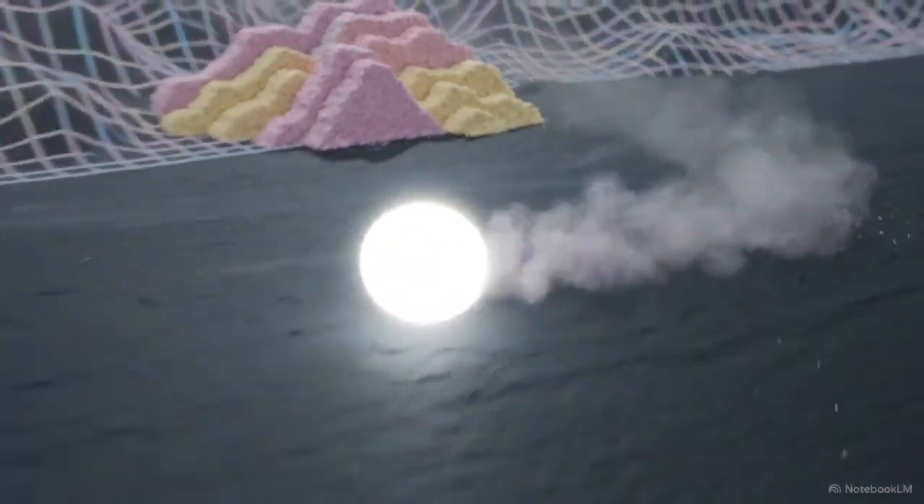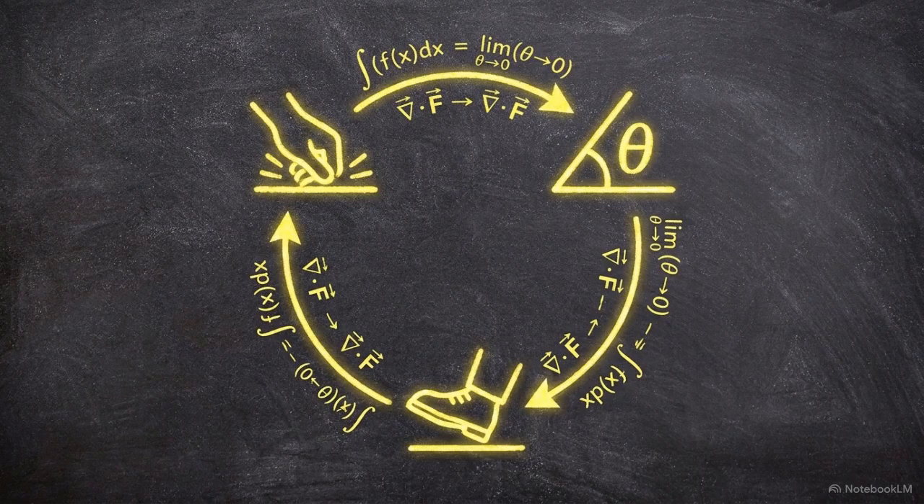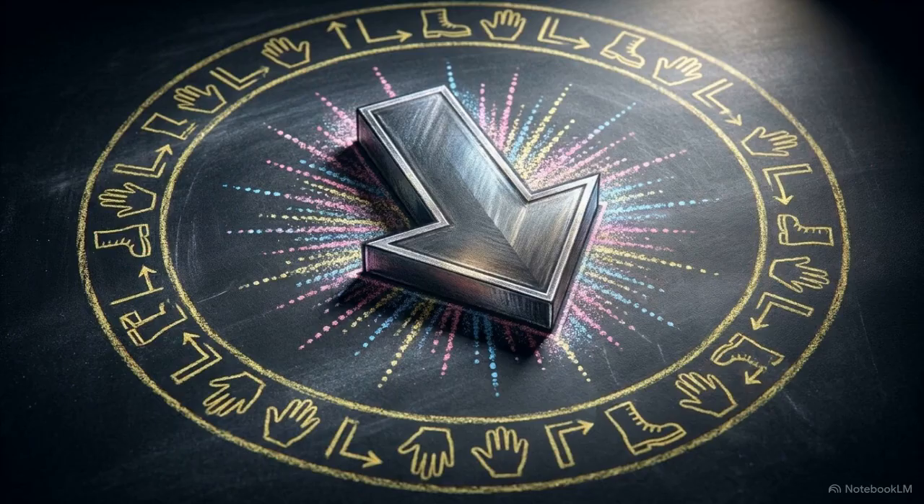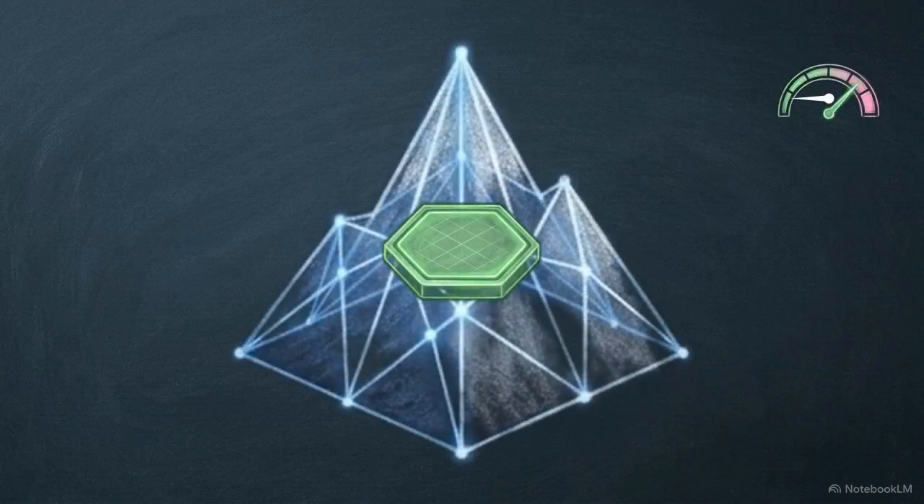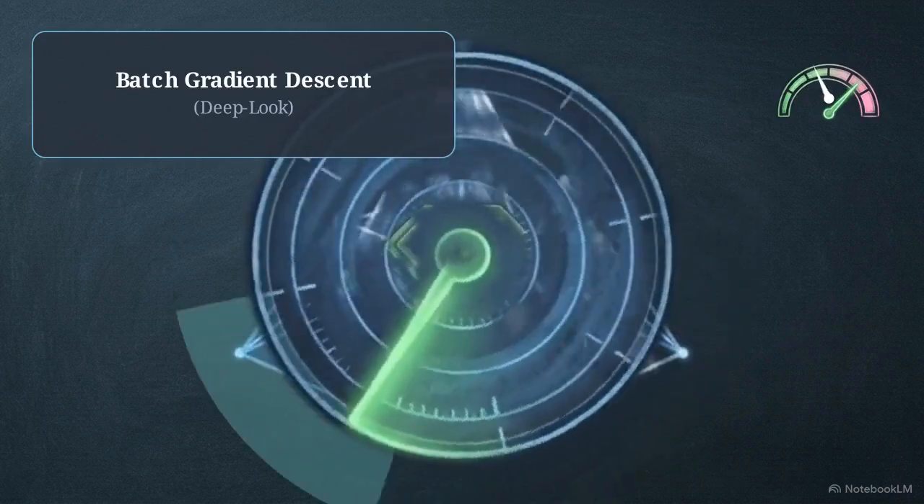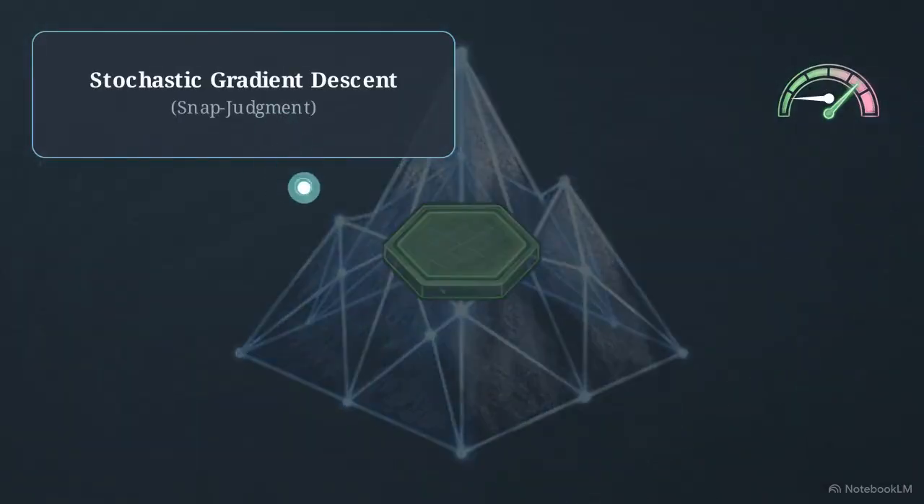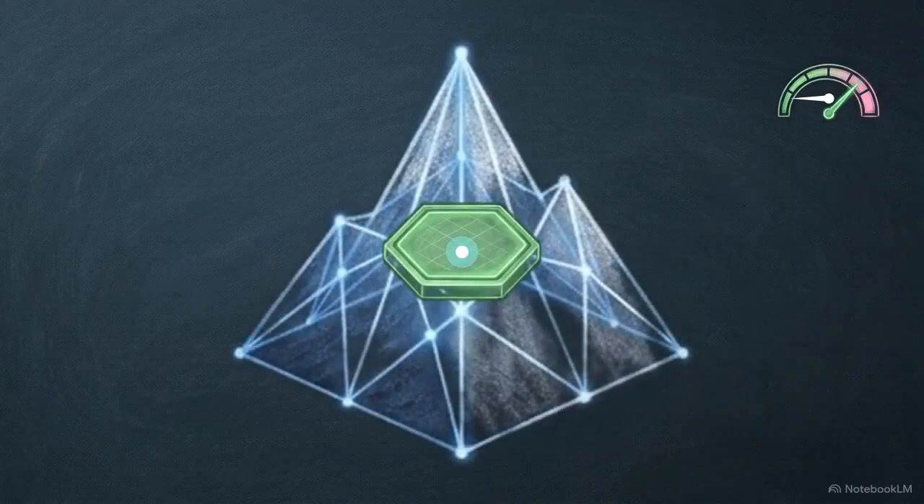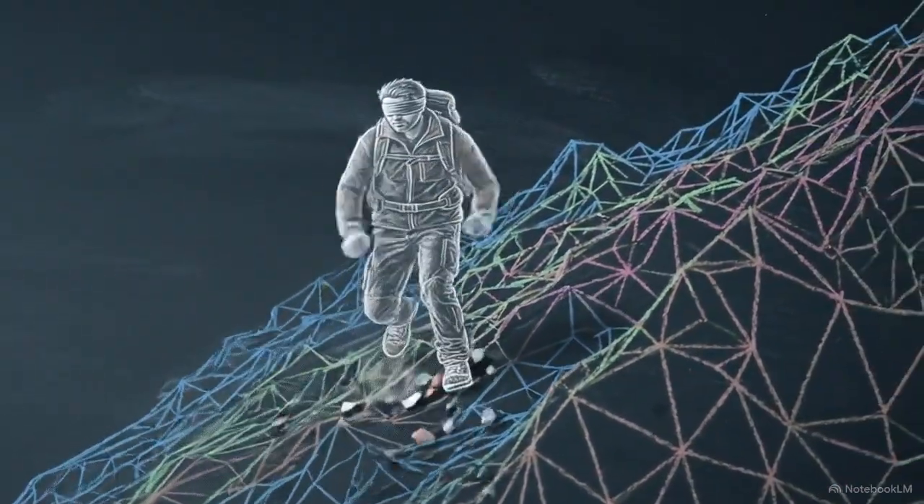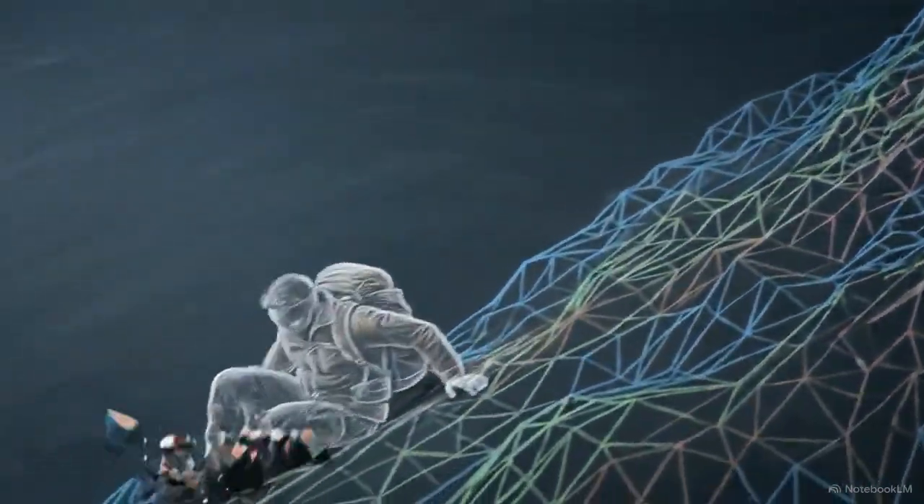This repeating loop, feeling the ground, calculating the steepest angle, and taking a step down, is the core engine of machine learning. It's an algorithm called gradient descent. The AI can choose its pace. The deep look approach scans every inch before stepping. It's accurate, but computationally massive. Alternatively, the snap judgment approach skips the map, feeling a random patch to take quick, erratic steps. It bounces around, but navigates the terrain much faster. Picking the right method dictates whether the AI learns efficiently or gets permanently stuck in a false valley.